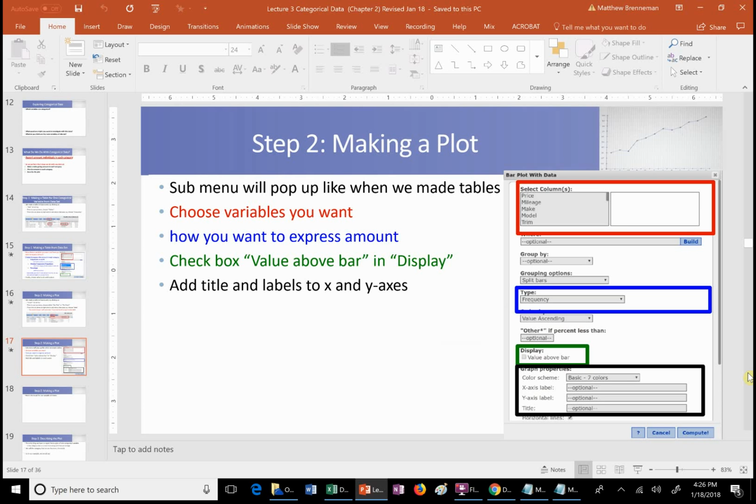And notice now I have the same kind of menu. I have to tell StatCrunch what variable I'm going to select, make. And when you go under type, you'll see there's a couple of options: frequency, proportions, and percentages. I'm going to click on percentage. This puts the percentage above the bars. That's really nice when people are looking at your graphs and want to interpret what the values are. And then finally, we're going to fill out the axis labels. Okay? Let's go ahead and try that.